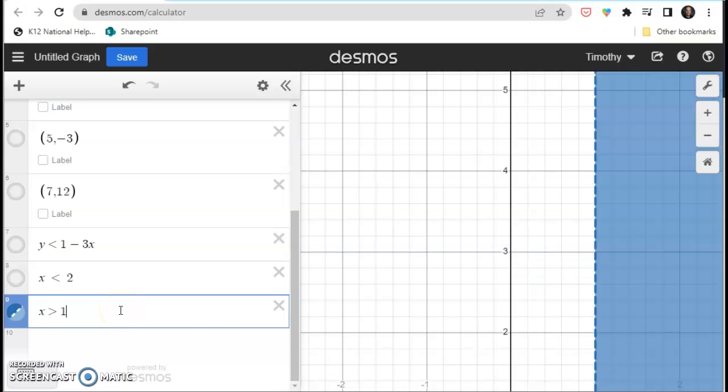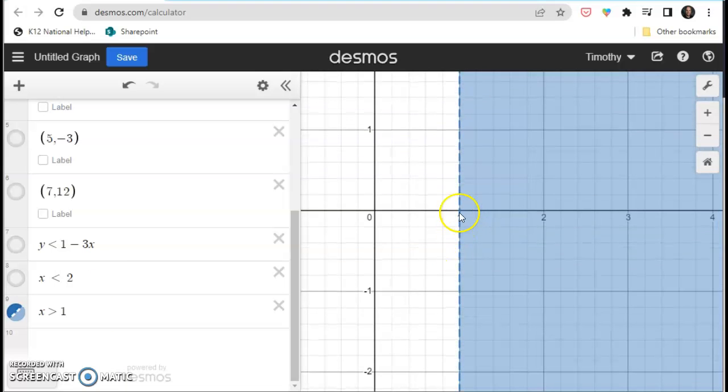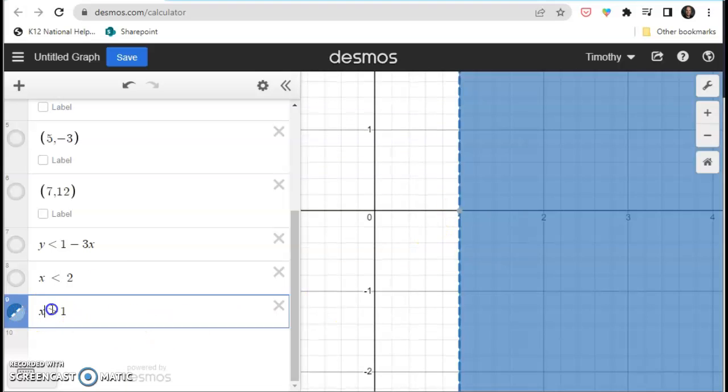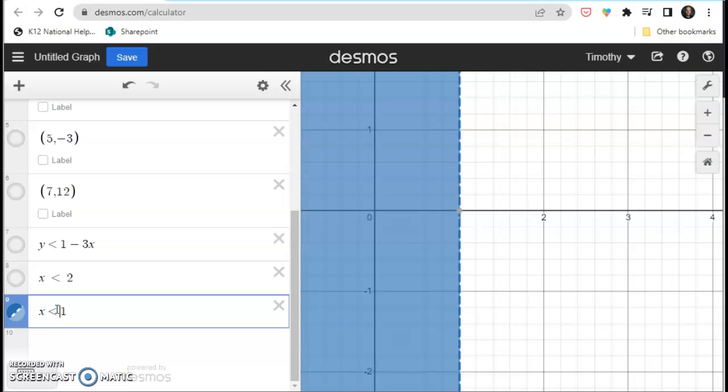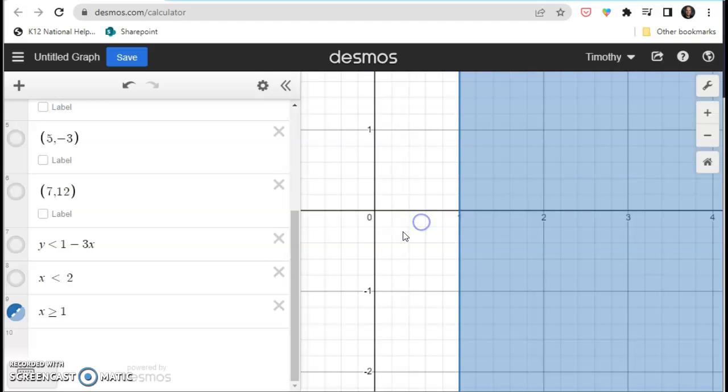x greater than 1. Crossing here at 1 on the x-axis. Notice it's a dashed line. What if I did x less than 1? Dashed line, shade to the left. So notice with x we have left and right instead of up and down. If I did less than or equal to, it would be a solid line. And if I did greater than or equal to, notice it's now a solid line.